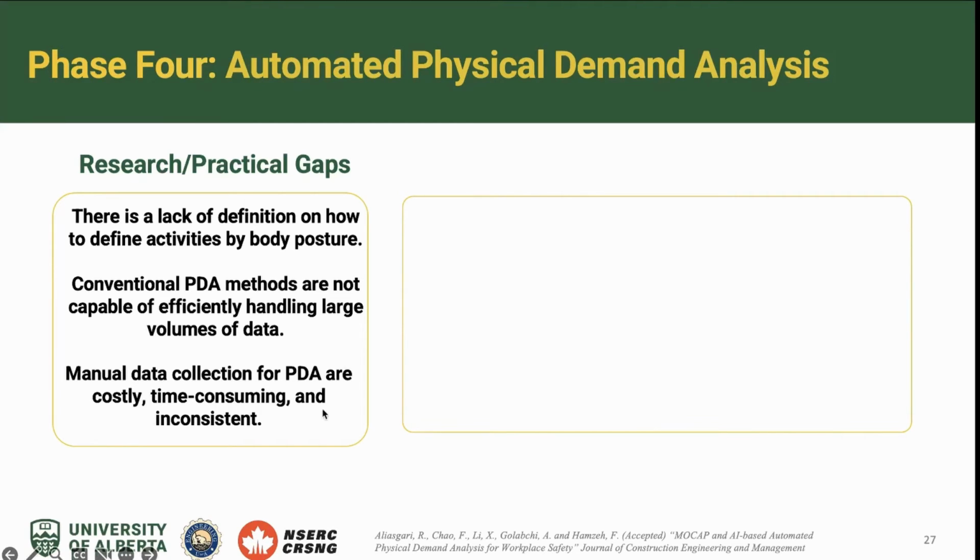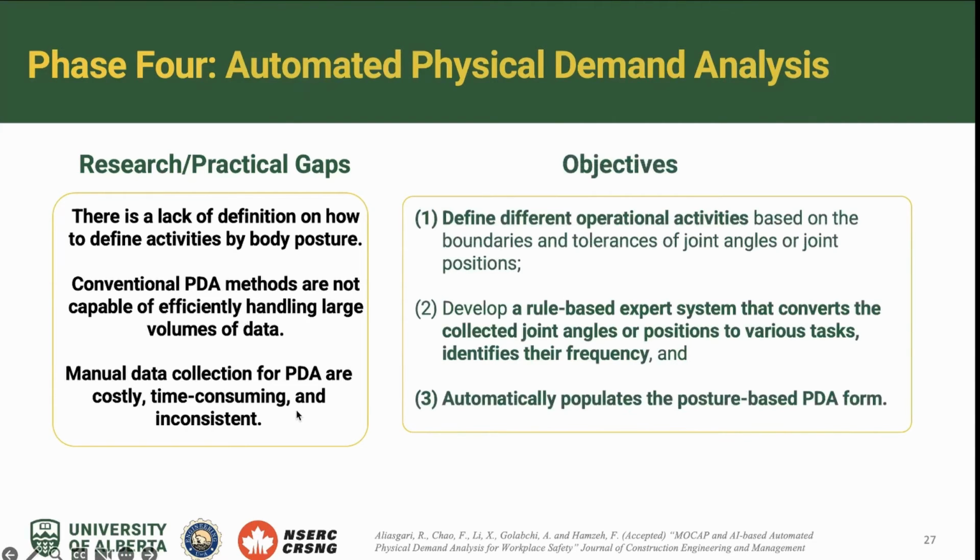So due to this research gap, we are trying to solve the problem by defining different operational activities based on their body joint angles and joint positions by setting the boundaries and tolerance there. And we developed a rule-based expert system that converts those joint angles or positions into tasks, and then identifies the frequency of their exposure to certain tasks. And then we automatically populate the posture-based physical demand analysis to fill in the PDA form.